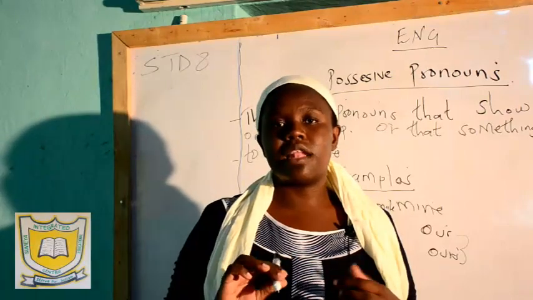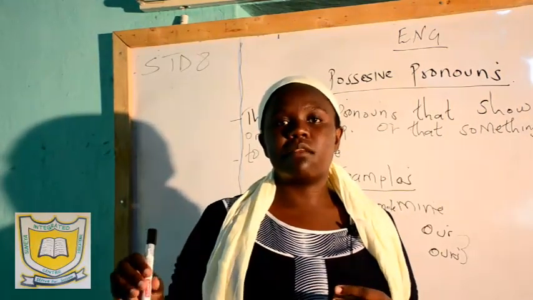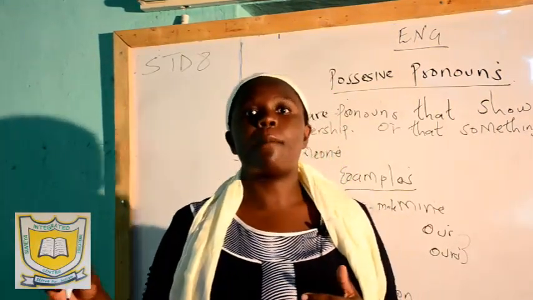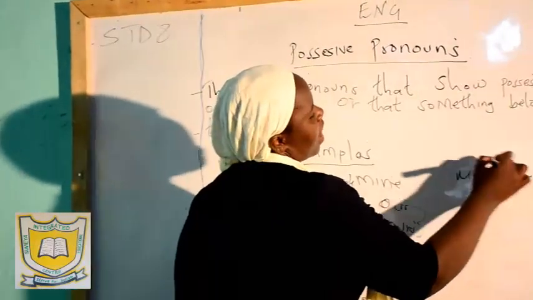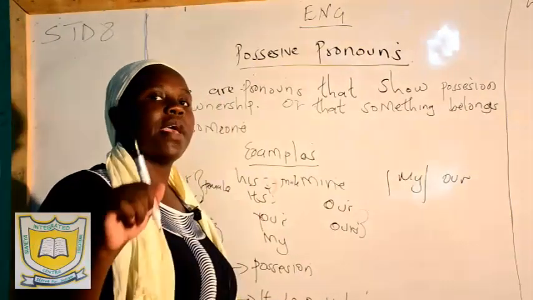This is my pen, singular. If I want to say that in plural, we say, these are our pens. So I'm going to have my, and then I'm going to have our. This is my pen, yes.